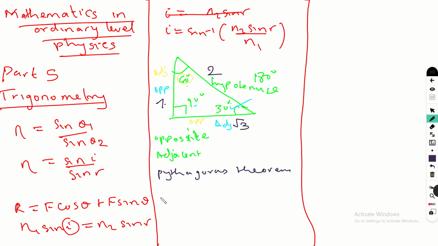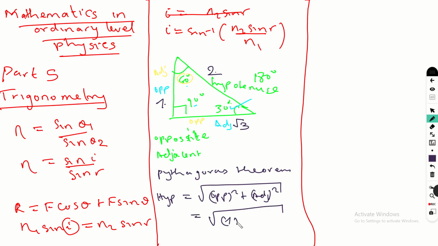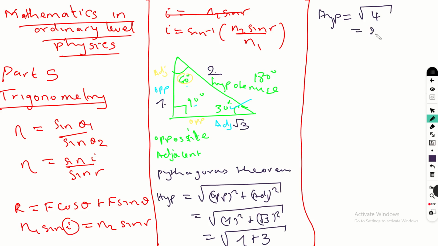I said the hypotenuse is equal to the square root of the opposite side squared plus the adjacent side squared. That's what you call the Pythagoras theorem. So now, for example, if the opposite side of the angle is 1 and the adjacent is root 3, we have 1 squared plus root 3 squared. So you have the square root of 1 plus 3, and you see that the hypotenuse will be equal to the square root of 4, which is equal to 2. And that's why you see this side is 2.